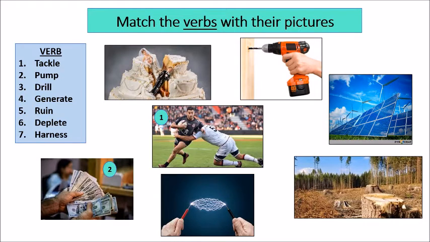Then we have drill. So in this case, here we have a picture of somebody making a hole in the wall. Then we have generate, number 4. In this case, it's electricity. Number 5, we have ruin, which is there's a wedding cake that has been ruined. Maybe by accident, maybe on purpose. Who knows? It's still ruined. And for number 6, it's deplete. In this case, there's a depletion of forests or of a non-renewable resource. And we have number 7, harness. And in this case, it is harnessing renewable electricity.